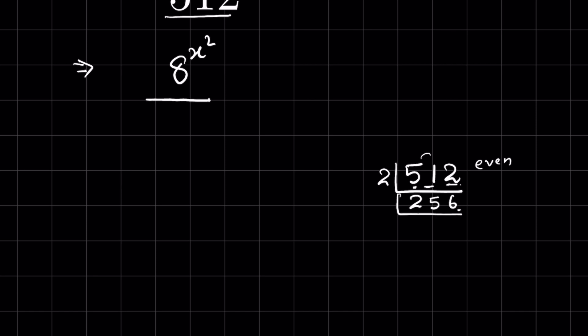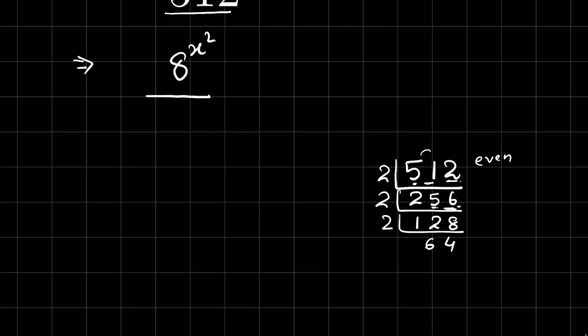Again, 6 is an even number. We can divide it by 2. 2 times 1 is 2. 2 times 2 is 4. 1 is carryover. Then this is 16. 2 times 8 is 16. Keep dividing. Now 64 is also divisible by 8. We can either divide it by 2 or we can write it 8 times 8 is 64.